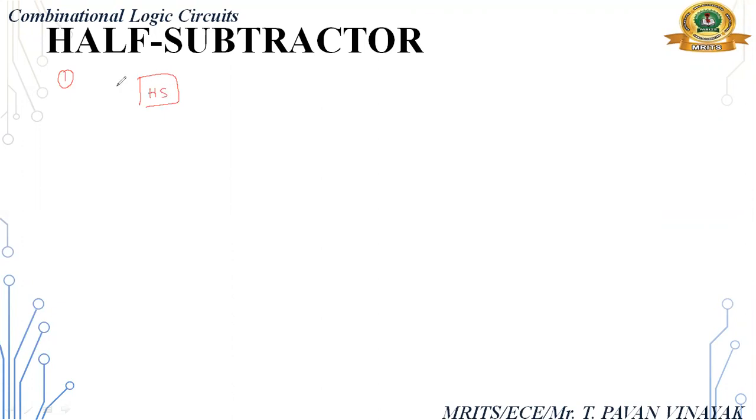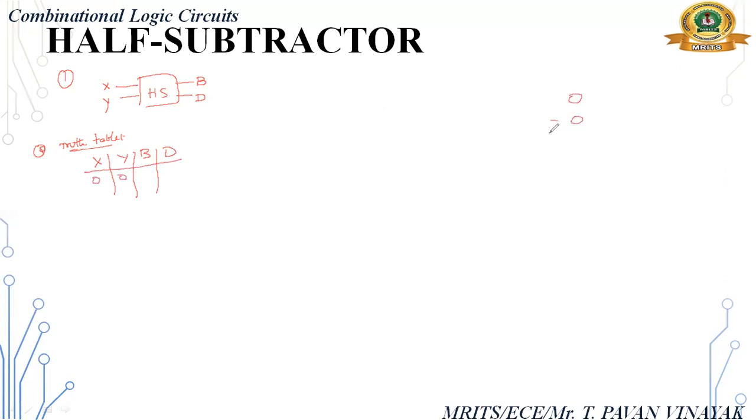Half subtractor: how many inputs? Two inputs. So for the subtraction operation, what are the outputs? Borrow and difference, right? Difference and borrow. Okay, next, the truth table. X, Y, borrow, difference. So 0, 0.